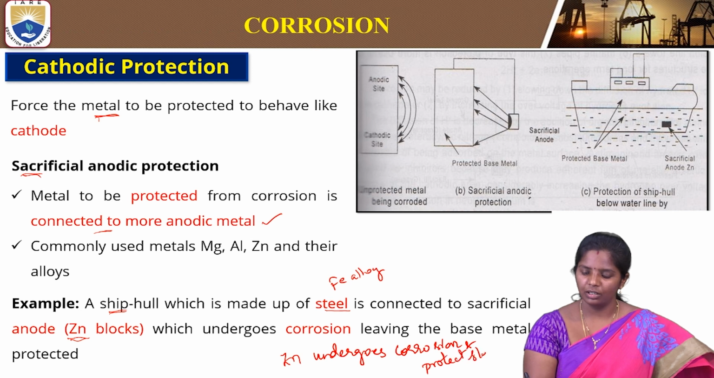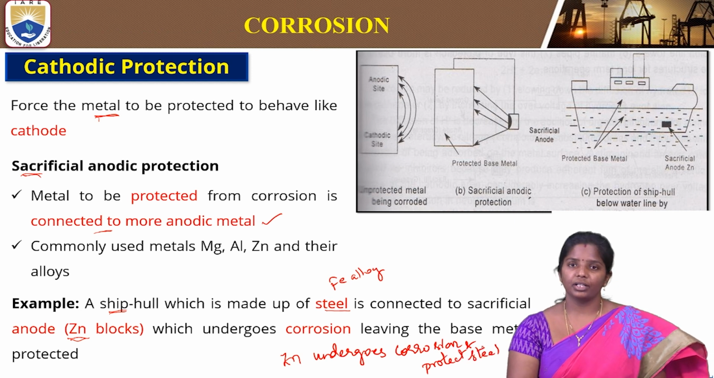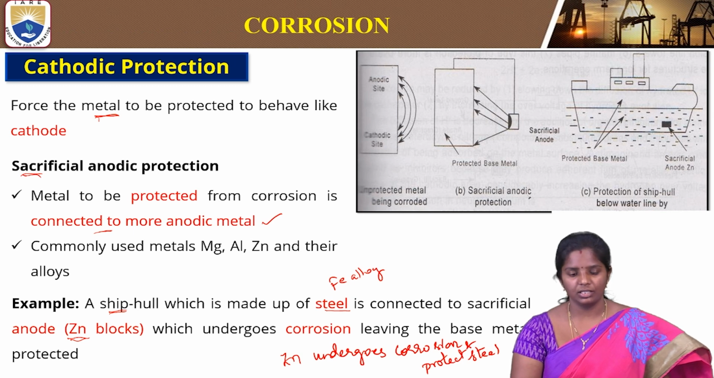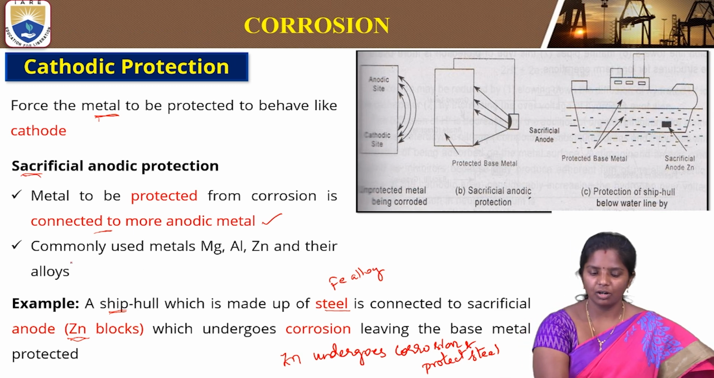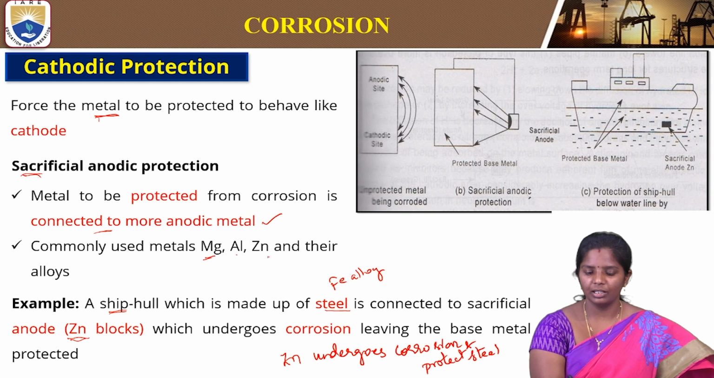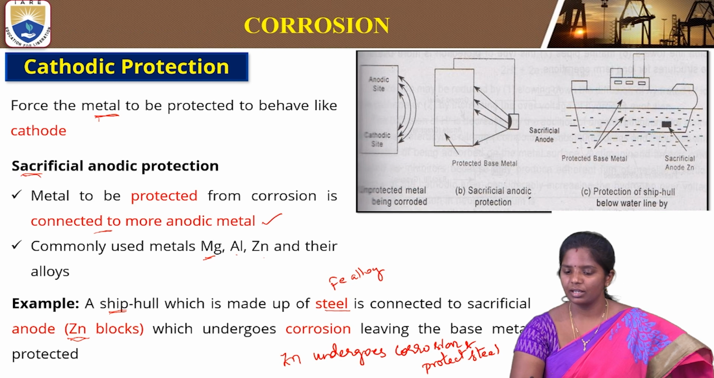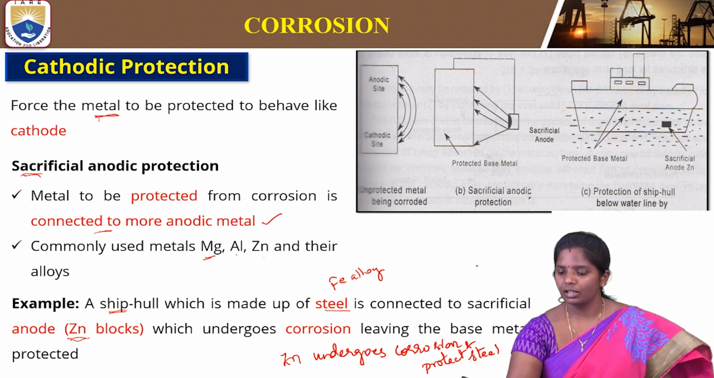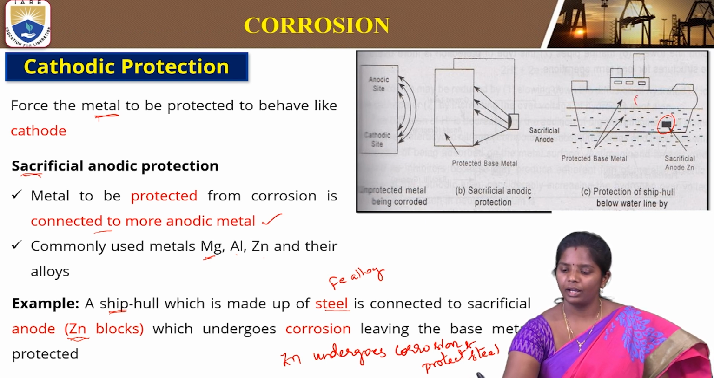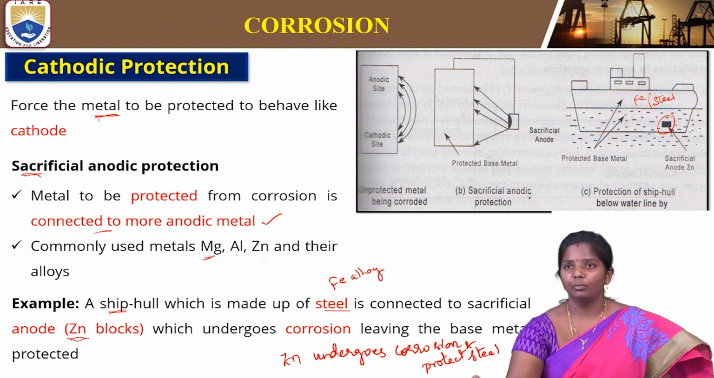So this is how sacrificial anodic protection is done. Mainly the common metals used are magnesium, aluminium and zinc, and their alloys, for protecting other metals. The same thing is projected in this figure. As we see here, this is the sacrificial zinc anode that is placed, and this is the metal, iron or steel, that is present. The anode will be sacrificed, and the whole boat or ship will be protected from corrosion.